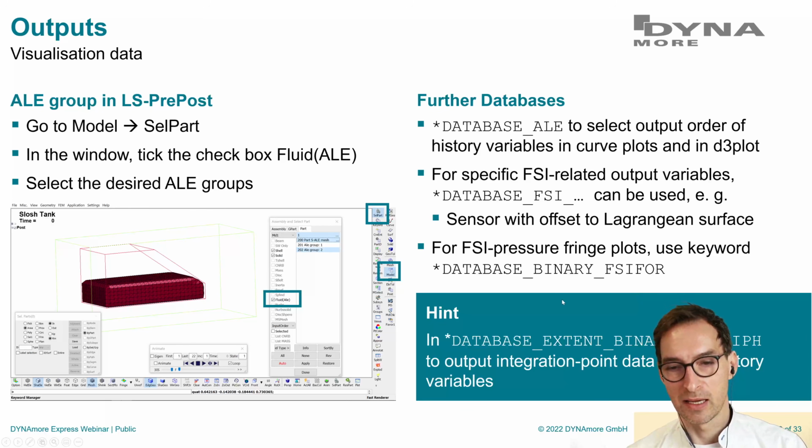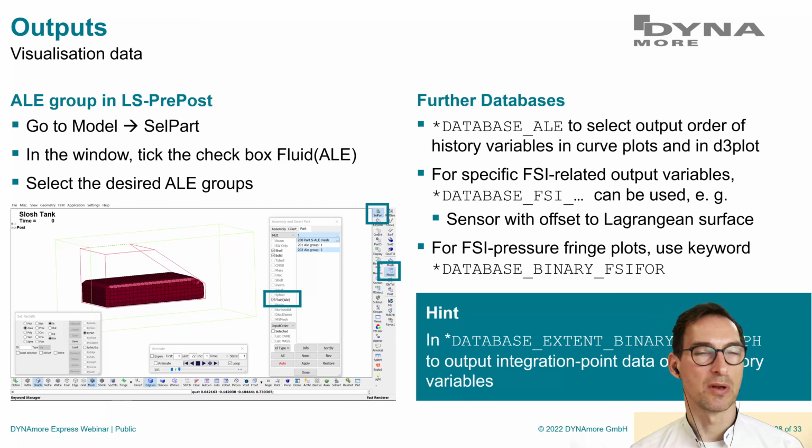What I also want to point out is, if you have history variables in your ALE material, let's say a temperature, there are some materials which deal with burning of material. Then you want to know what is the fraction of unburned and burnt material.